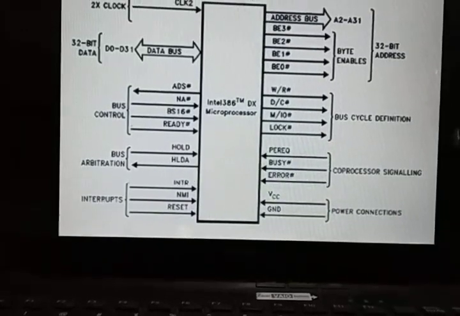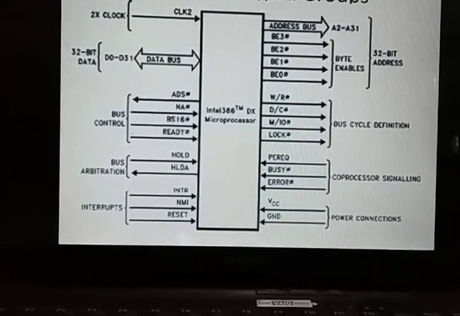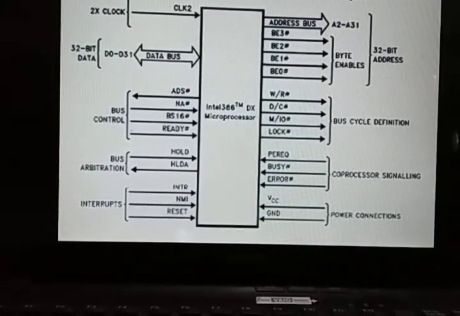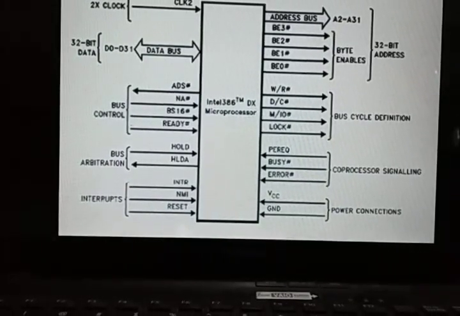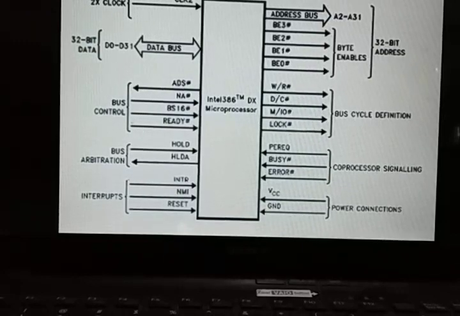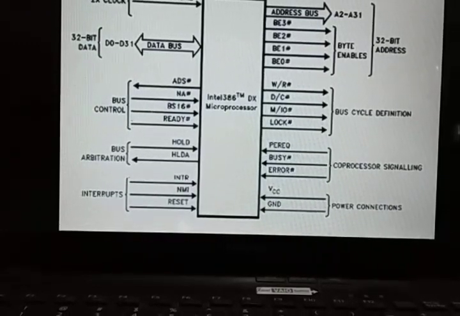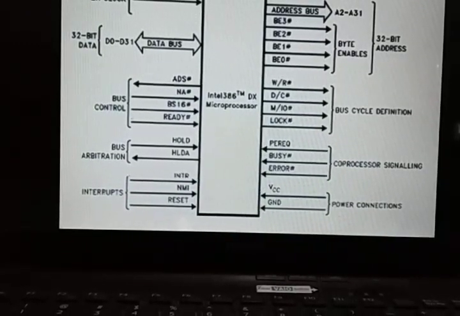So once again we repeat this thing, memory input output signal. So this output pin differentiates between memory and input output cycle. So this pin selects a memory device when at logic 1 and input output device in case of logic 0.